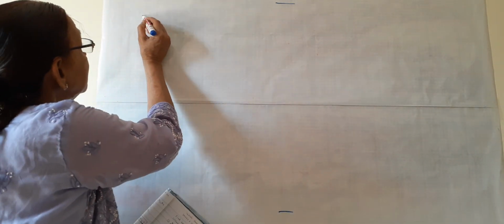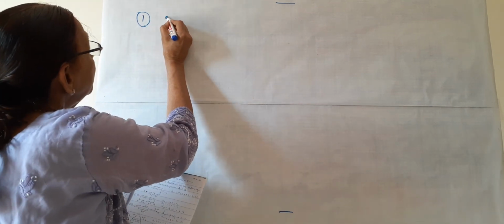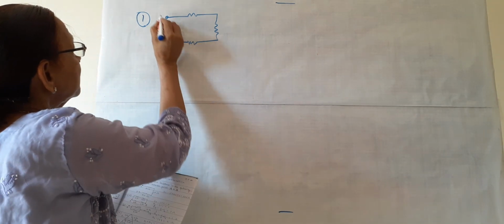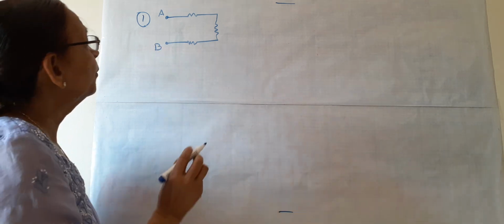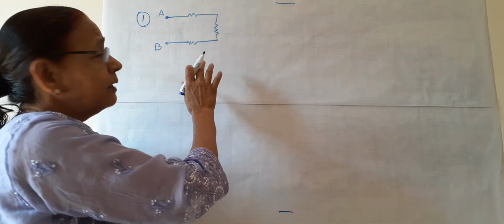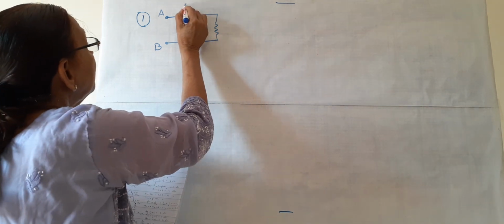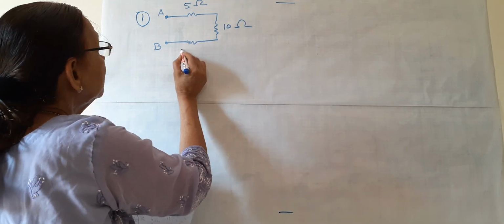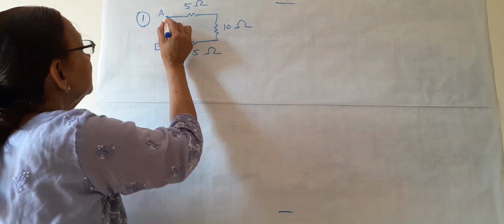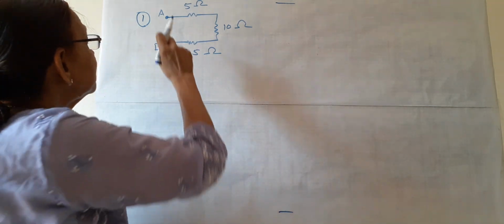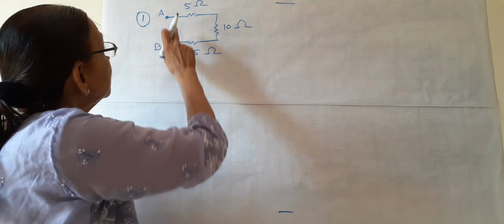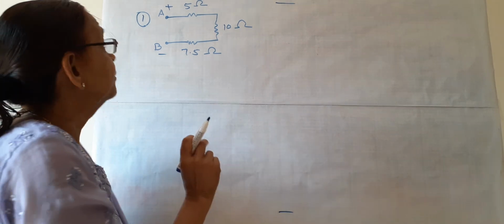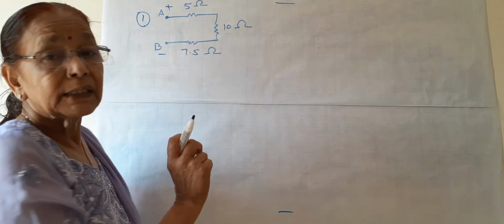The first one is, all of you draw the circuits in your notebook and try to understand what we are doing. Here this is a circuit of 3 resistors and the value of resistors here is 5 ohm, 10 ohm and 7.5 ohm. These are two battery terminals A and B. Suppose A is on the higher potential and B is on the lower potential.